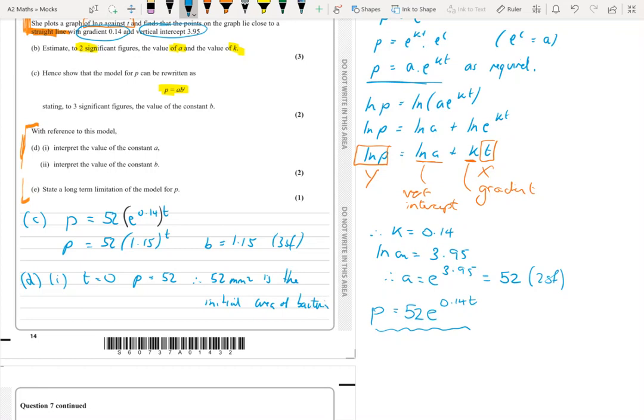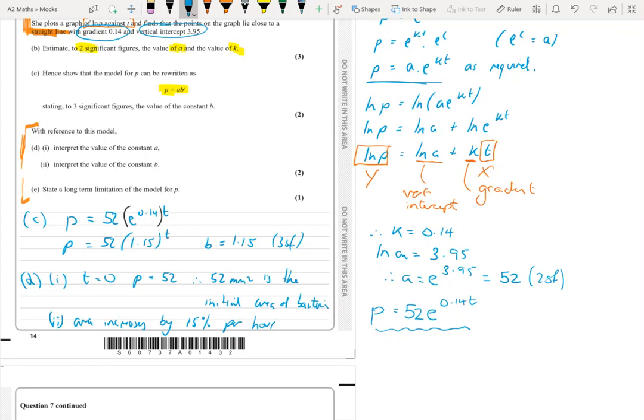The constant b, so now they want us to interpret the 1.15. Well, if you've got 1.15 to the power t, think of it like an interest rate. Okay, it would be a very good bank account because it's 15% interest, but think of it as that kind of rate. So we can see that the area increases by 15% per hour, because t is measured in hours. So 1.15 corresponds to a 15% increase per hour.